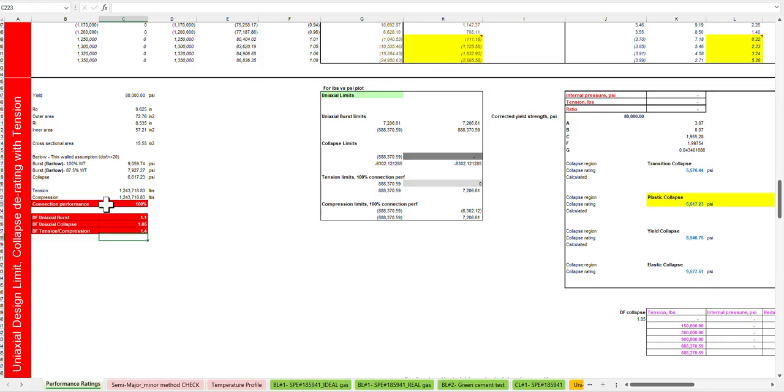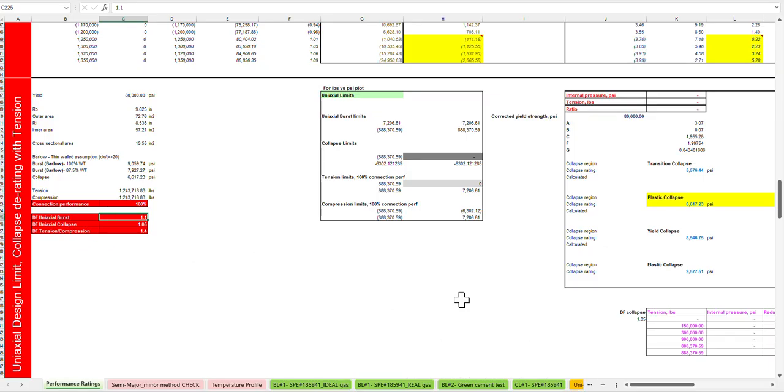That's why I have this 100% connection performance over here. If it's 80%, of course, your tension and compression limits are going to go down. So let's change this to 100% again. And then you have the uniaxial burst, which I mentioned, 1.25 design factor of triaxial. Why it corresponds to 1.1. That's why I selected 1.1 over here.